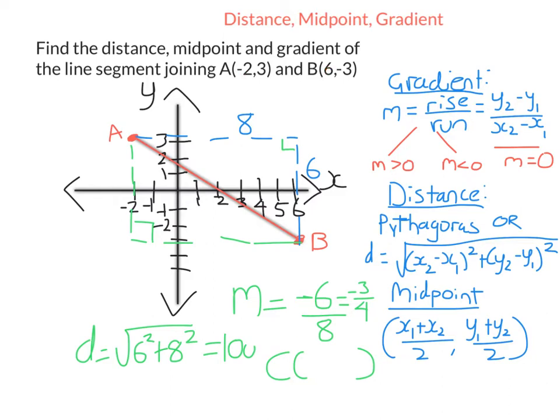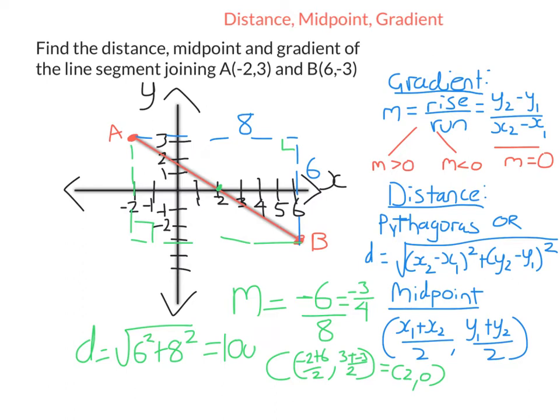So I go -2 plus 6 divided by 2. That's the x value. And then the y value, I do the same. I just add up the two y values and then divide by 2. And so adding those up, putting them in my calculator, I get to 0. That's this point here. So this point I've marked in green is the midpoint.